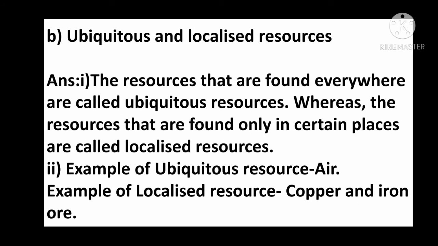Now differences between ubiquitous and localized resources. What is the difference between ubiquitous resources and localized resources? Answer, point number 1: the resources that are found everywhere are called ubiquitous resources, whereas the resources that are found only in certain places are called localized resources. Point number 2, example of ubiquitous resource is air, and example of localized resource is copper and iron ore. So this is all about differences between ubiquitous and localized resources.